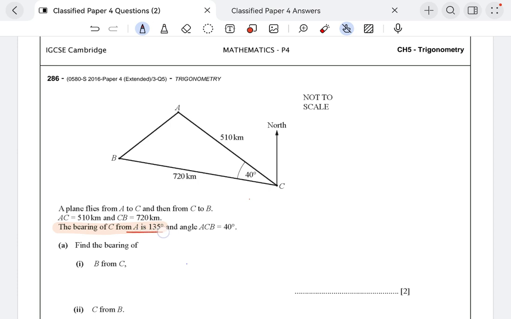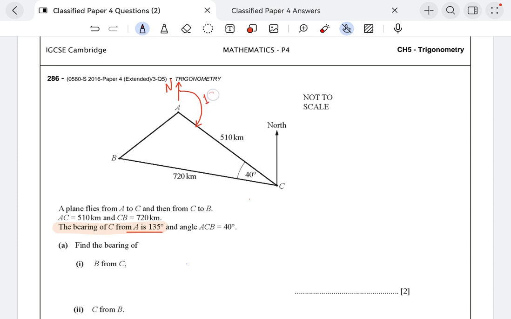We have to go to the point A and draw the north direction of A. And when I say the bearing of C from A, that means from the north of A clockwise until we go to the line, the path that takes us to C. So this is called the bearing of C from A. This angle is given as 135. The bearing of C from A is 135.